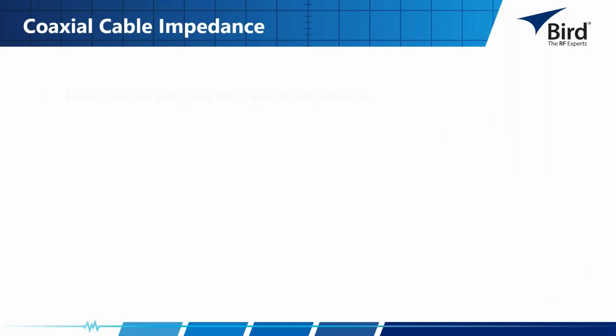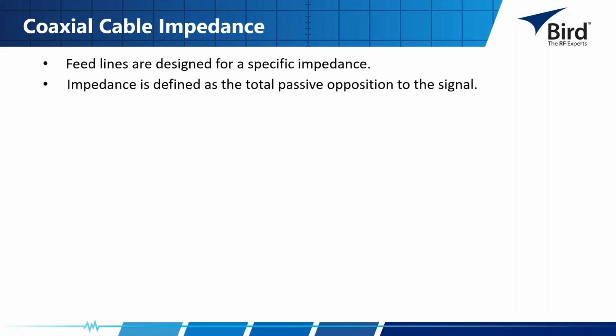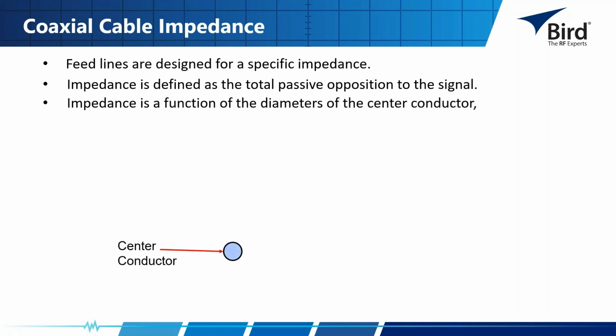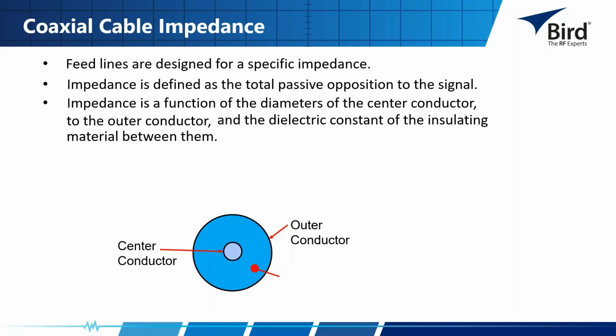I will talk a little bit about coaxial cable impedance. Feed lines are designed for a specific impedance, and as we learned from the previous slide, the impedance we're interested in is 50 ohms. Impedance is defined as the total passive opposition to the signal. It is a function of the diameters of the center conductor to the outer conductor and the dielectric constant of the insulating material between them.